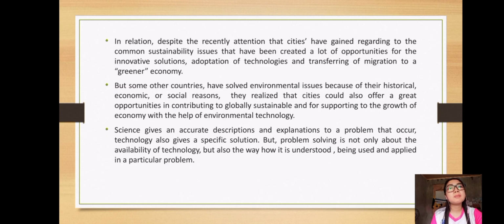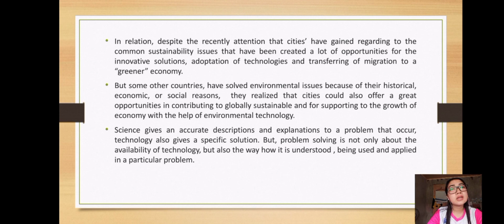In relation, despite the recent attention that cities have gained regarding the common sustainability issue, it has created a lot of opportunities for innovative solutions, adaptation of technologies, and transition to a greener economy. But some other countries have solved environmental issues because of their historical, economic, or social reasons. They realized that cities could also offer great opportunities in contributing to global sustainability and supporting the growth of the economy with the help of environmental technology.